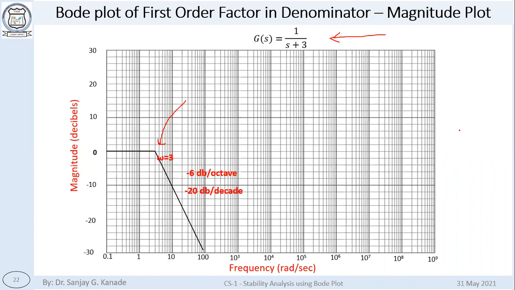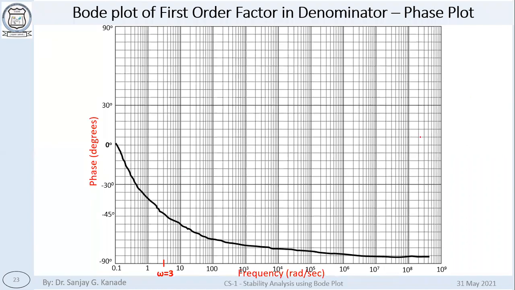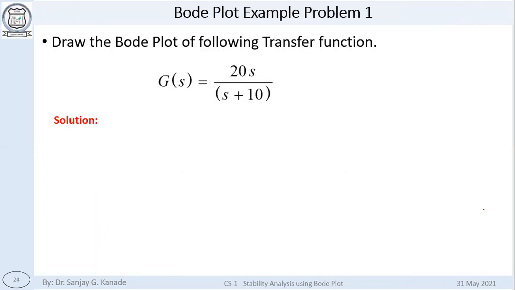Okay. So now this is the magnitude plot of the first order factor in the denominator. And this is the phase plot of the first order factor in the denominator. You have to draw the line freehand. Here you have certain points, and you just have to connect those points for the phase plot. Now, let's take an example, and from that example, it will be much clearer how this Bode plot is drawn.